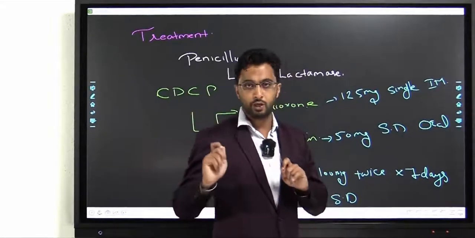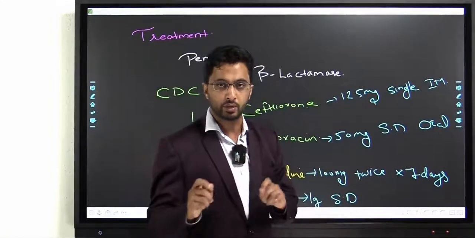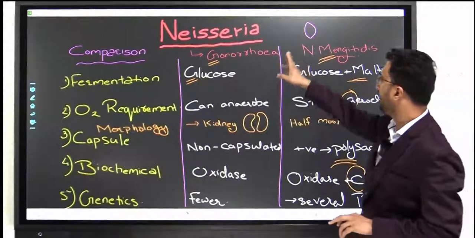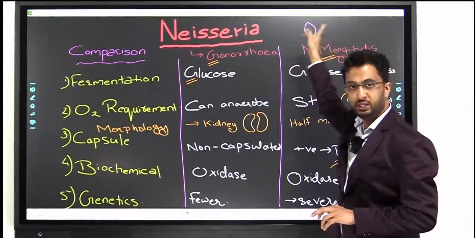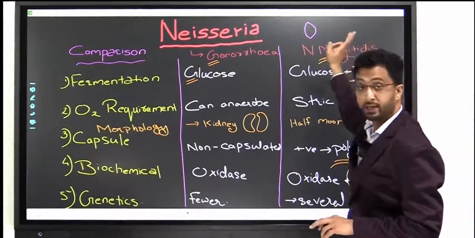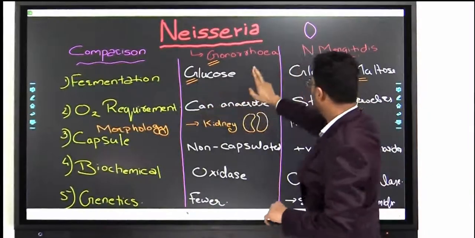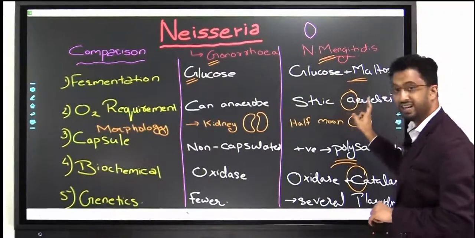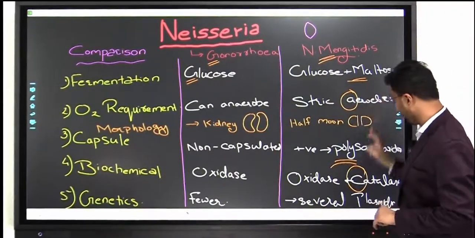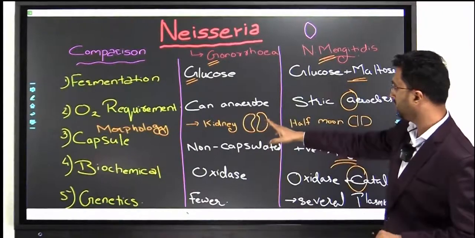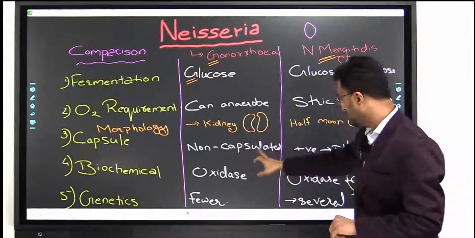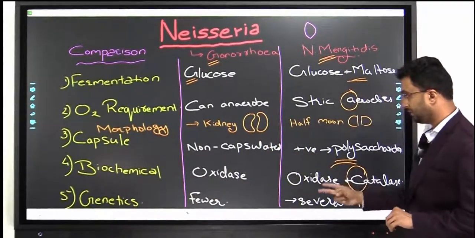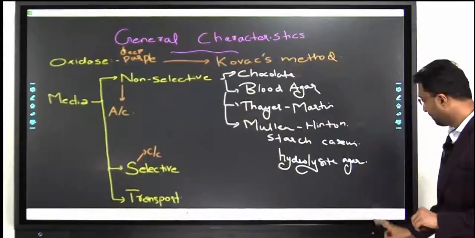Okay, so let's have a very quick revision of the most important points once again. So we said comparison, Neisseria, which is the lenticular, lens-shaped, gram-negative diplococci. Fermentation: glucose, here maltose also. Oxygen: strict aerobes with catalase positivity. Morphology: kidney, half moon. Capsule: not capsulated. Biochemical: oxidase. Genetics: more plasmids here. Fine.